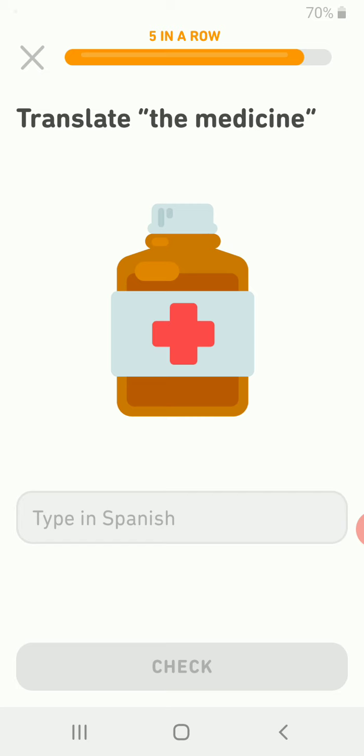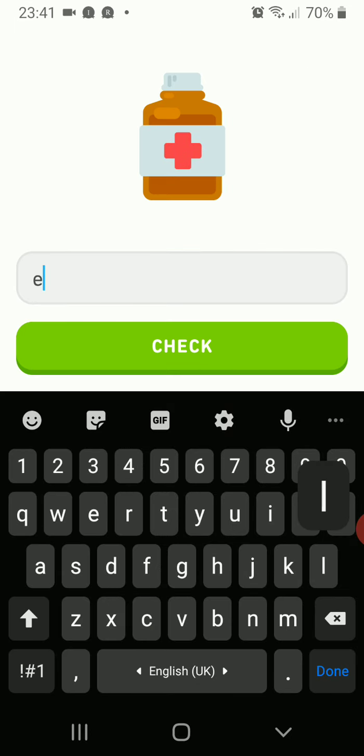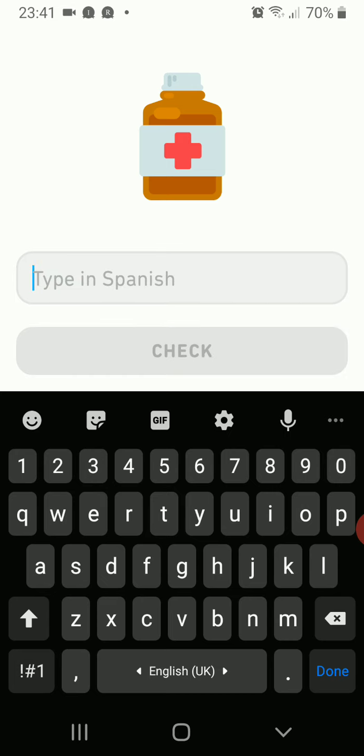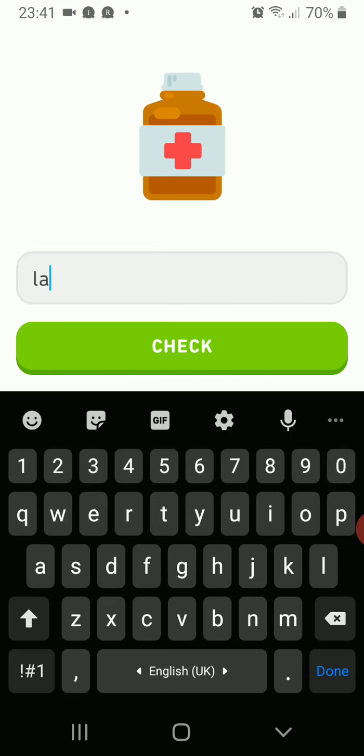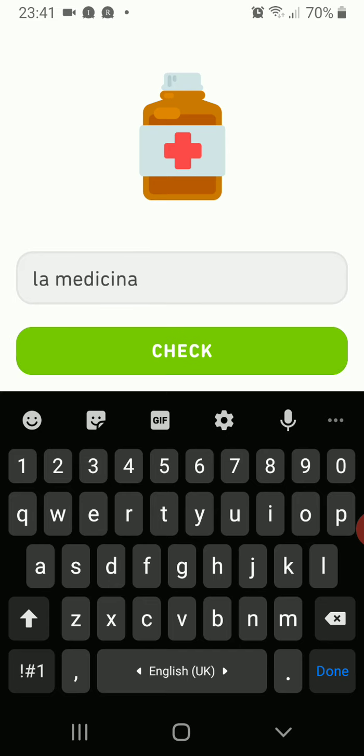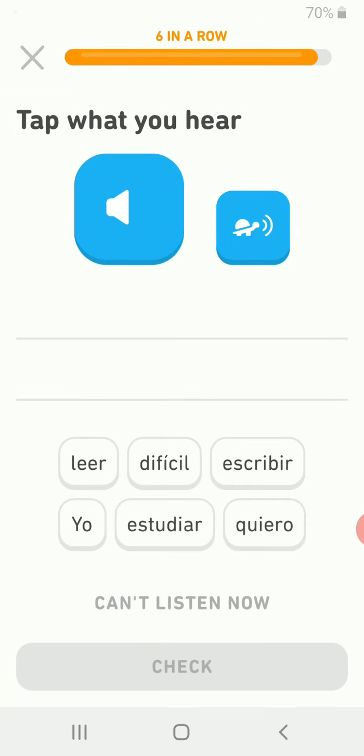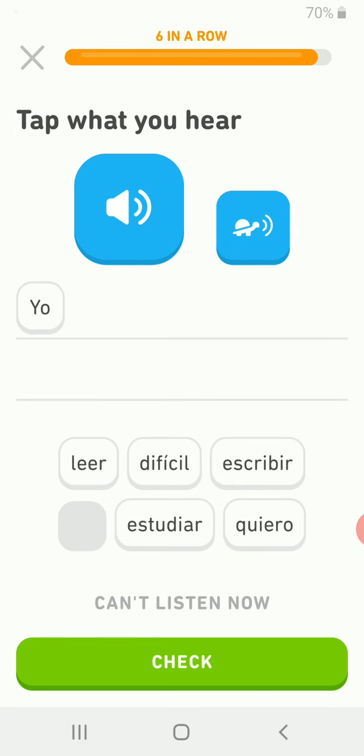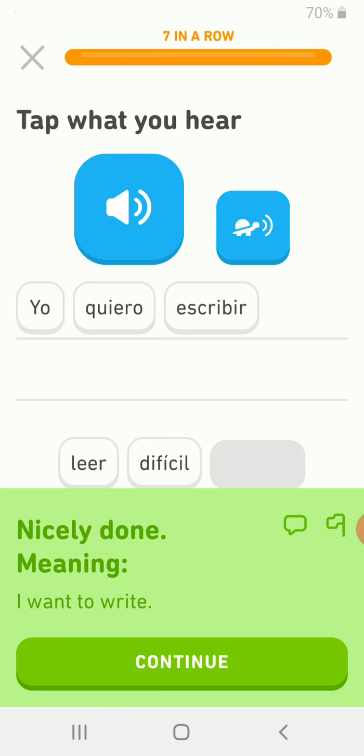All right, this is the word that we just saw. The medicine. Is it el medicina? No, la medicina, because it's medicina. The ending tells us that it's feminine as a noun. So la medicina. Let's see if it's correct. Yes, excellent. Yo quiero escribir. It's not estudiar, but escribir. I want to write.